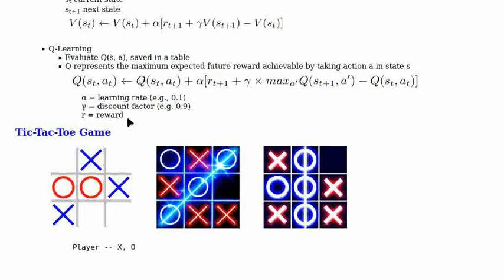Q learning is favored for its simplicity and effectiveness. Its update rule is straightforward, easy to implement, and converges under the right conditions, making it ideal for a wide range of RL problems. We will use it in our simple game example below.